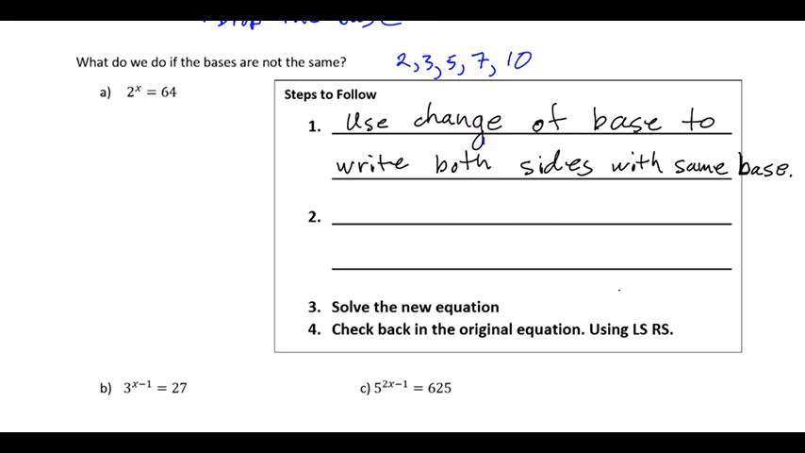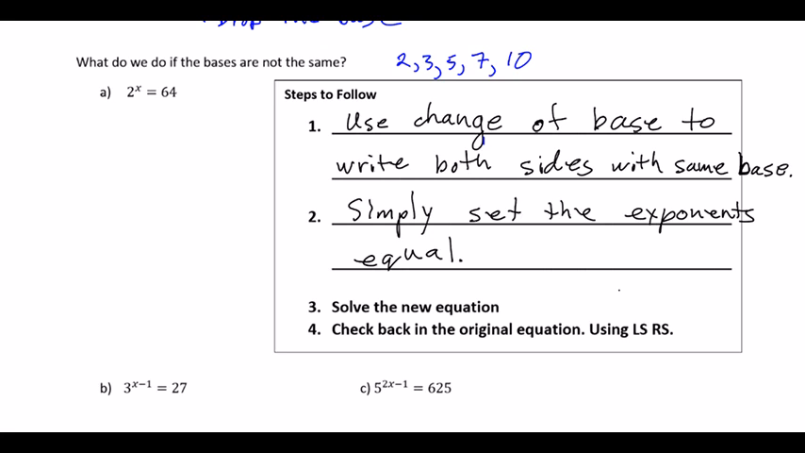So, you remember change of base from the worksheet yesterday. Basically, we used change of base, and we made sure that the equations or numbers had exactly the same base. We're going to do the same for our next problem. So we're using change of base to write both sides with the same base. Now, once you've used power of a power or anything to equate the sides, then we simply set the exponents equal. And then we go and solve the equation. So let's go and do that.